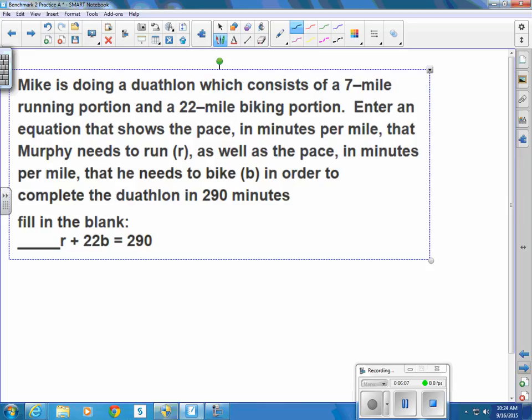Mike is doing a duathlon, which consists of a 7-mile running portion and a 22-mile biking portion. Enter an equation that shows the pace in minutes per mile that he needs to run, as well as the pace in minutes per mile that he needs to bike in order to complete the duathlon in 290 minutes. Well, 22 miles times his rate of biking would give us the minutes for biking. So the other portion would be his rate running. And so we say his rate running is 7 miles per hour. So that blank would have a 7.